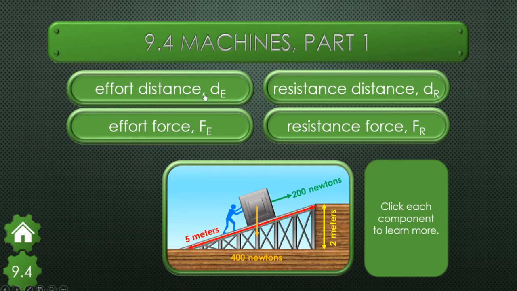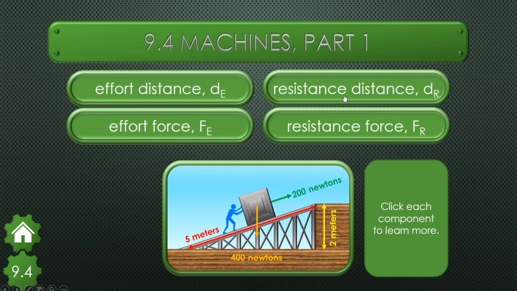So we're going to wrap up this lesson by talking about four quantities that will come up when we're doing problems involving machines later in this unit. And that's going to be the effort distance, the resistance distance, the effort force, and the resistance force. Distance and force are abbreviated D and F, and we attach an E or an R to indicate which type of distance or force we're talking about.